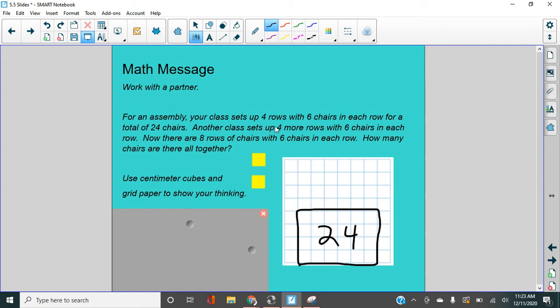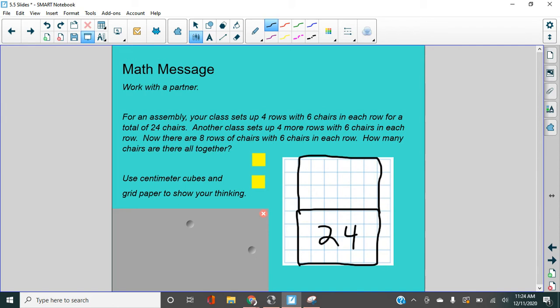Another class, right? So now another class comes and joins us. They need 4 more rows with 6 chairs each. All right, let's add them to the audience. Now, my question is, how many chairs are there all together? What do you think? Yeah, there's 48, right?